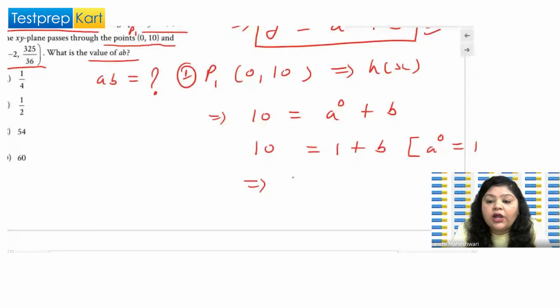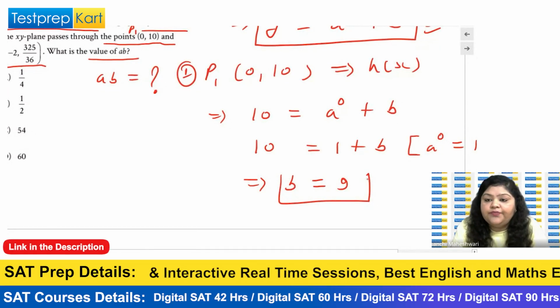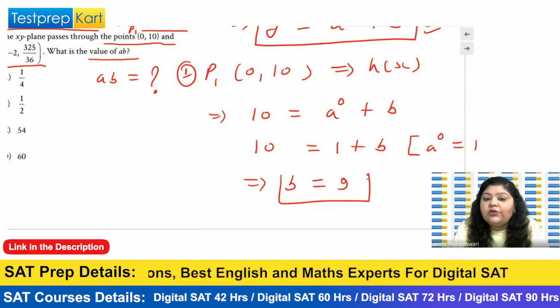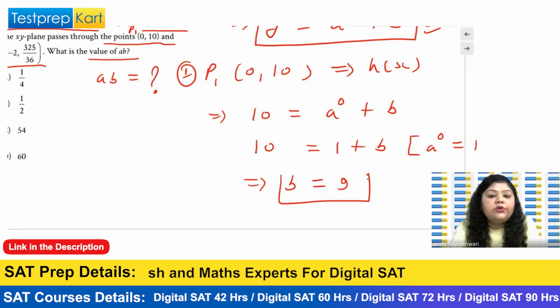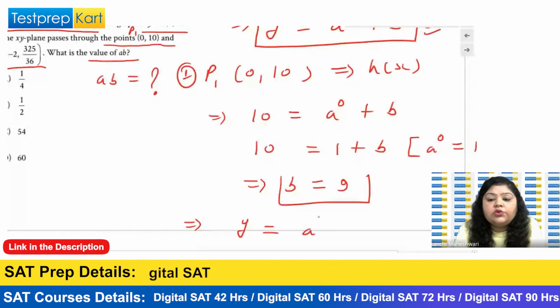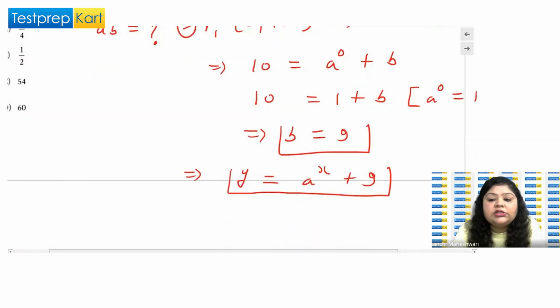So from this, can't I say the b value would be what? 10 minus 1, that is 9. So that is how from the very first point P1, I can get the value of b. Now if this is the value of b, can't I just substitute this value in the equation itself? Of course, we are going to do so. So if b is 9, I can say y is equal to a to the power x plus 9 now, instead of having plus b. Clear? Now we are going to repeat the same process for the second point as well.